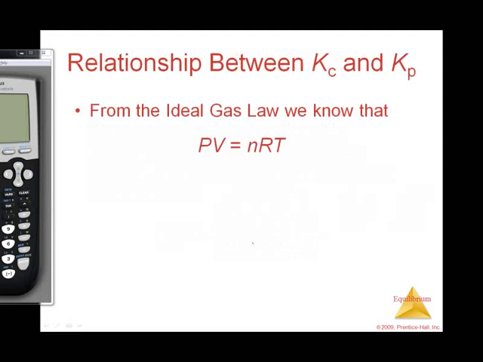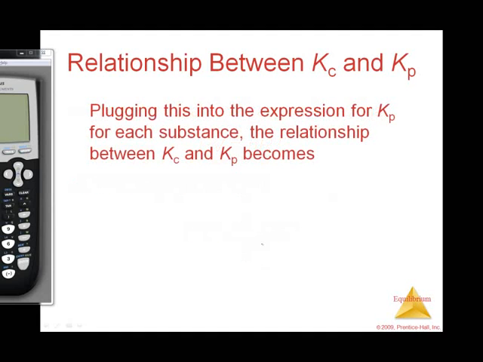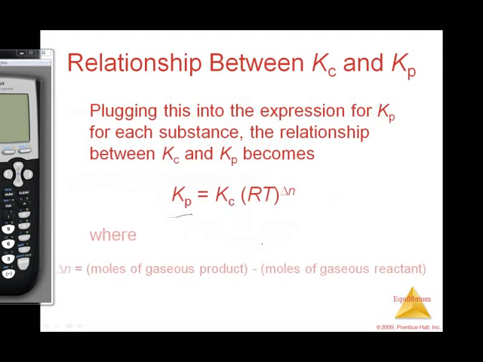Okay, so remember the ideal gas law, PV equals nRT, right? We can rearrange it and get pressure is equal to n over V times RT. And we also know that if we're talking about a closed container, then volume is constant. And we can rearrange that and get a relationship between Kc and Kp. And this is the relationship. Kp, equilibrium pressure, is equal to my equilibrium concentration Kc times the gas constant, which we're going to use 0.0821, times my temperature in Kelvin, right, raised to the change in n, moles of product minus moles of reactant.